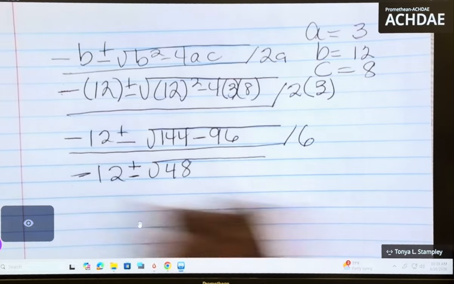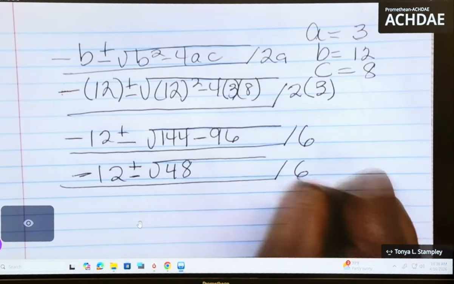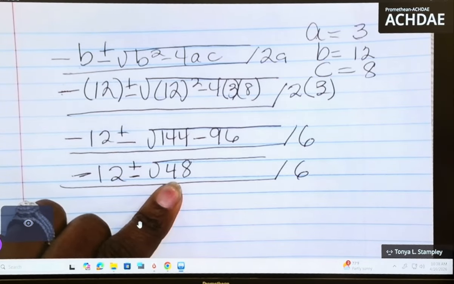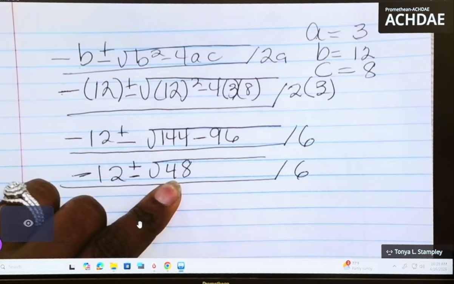48 all over 6. Y'all with me? Do we know the square root of 48? We do not. It's a decimal, right? So what? Give it to me anyway. But you know what? Before you do that, I want to show you something real quick.